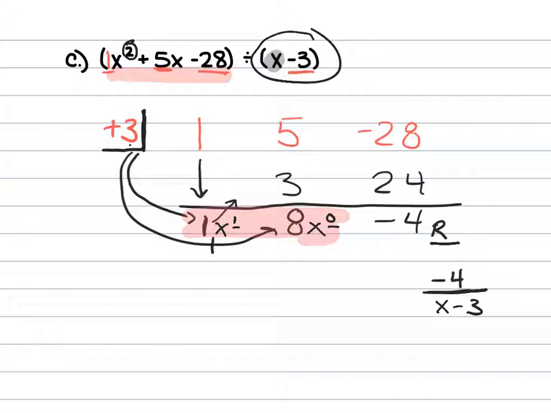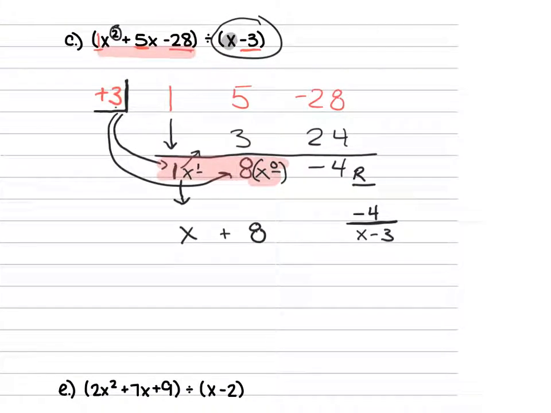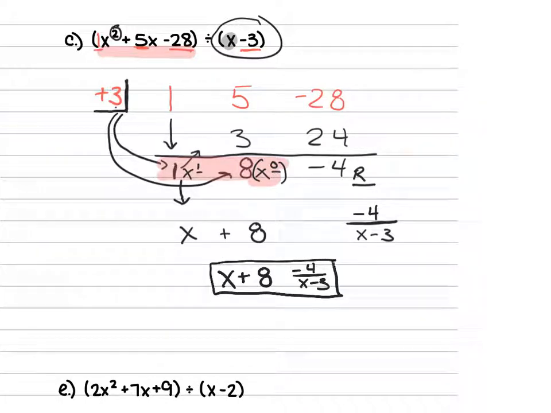But now let's just decide what that's the same thing as. 1x to the first power is the same thing as? And 8x to the 0 power is the same thing as? 8, because that's 8 times 1. So guess what? Our answer is already done. I'm just going to rewrite it so it's a little prettier. x plus 8 minus 4 over x minus 3, division done. You just put them side by side like that.